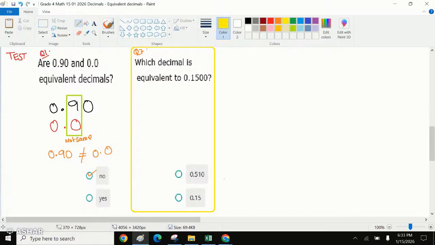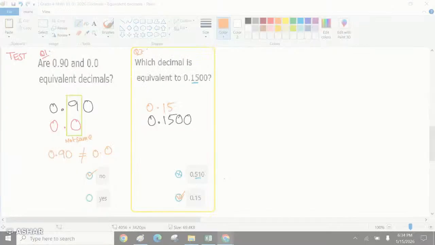Why not option 1? Because we need 1 5. This is 5 1. Agreed? So we can say 0.1500. We simply remove the extra decimal places. This would be the same, right? That means option number 2. Thank you, Adibai, Rowan and Scarlett. So we say the second option is the correct answer. Okay, let's look at the next one.